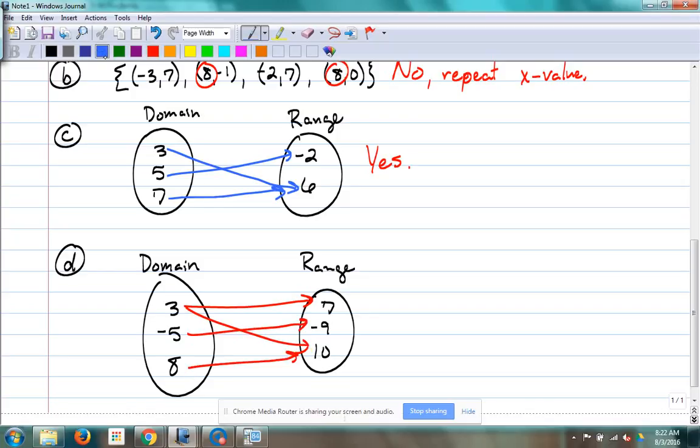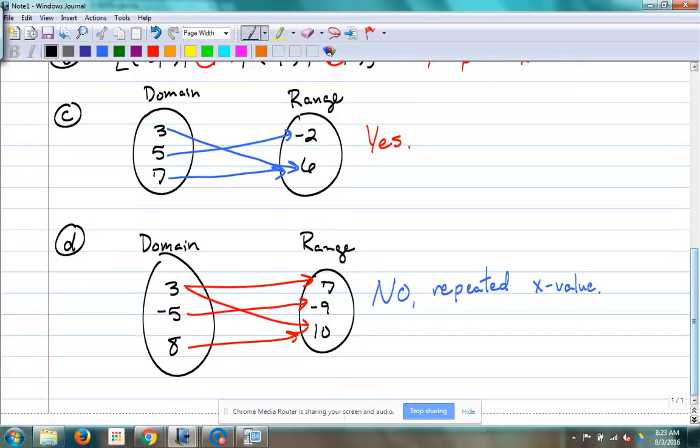Is that a function? No, we got a domain value of 3, the x value of a 3. It's in the domain bubble. It's an x value. It's going twice. It's going to the 7 and then to the 10. So it's counted twice. So that's a repeated x value. So that's a no on that. Repeated x. Okay. Not too bad. Pretty easy.